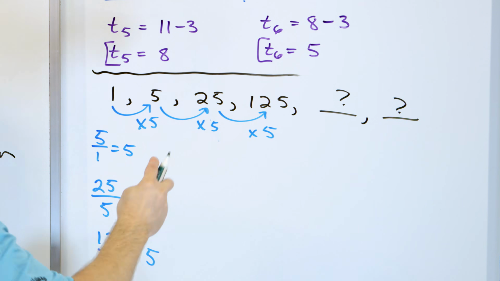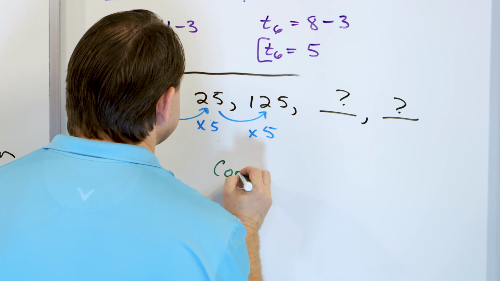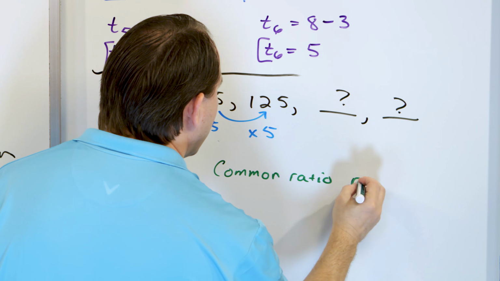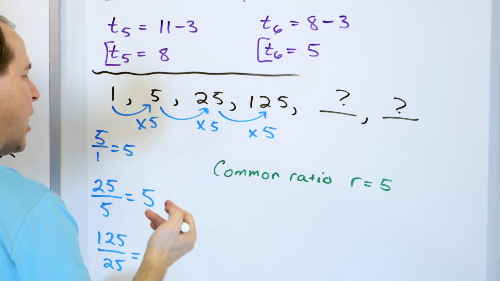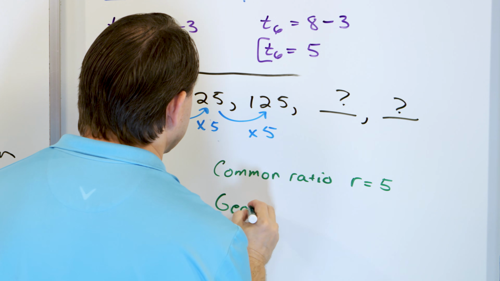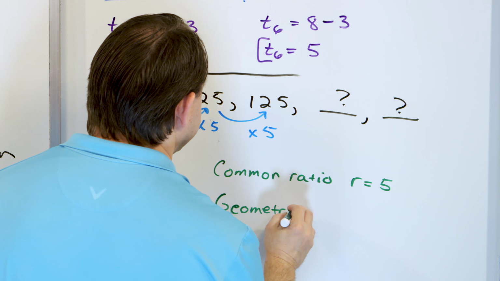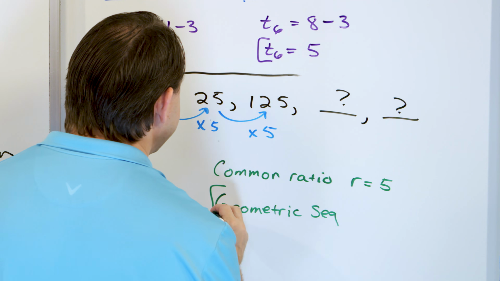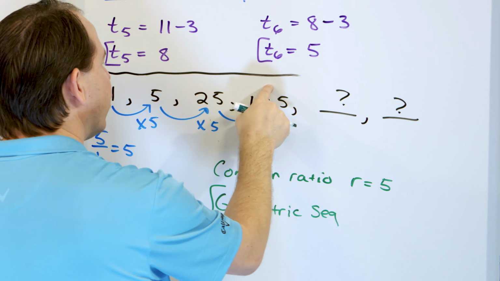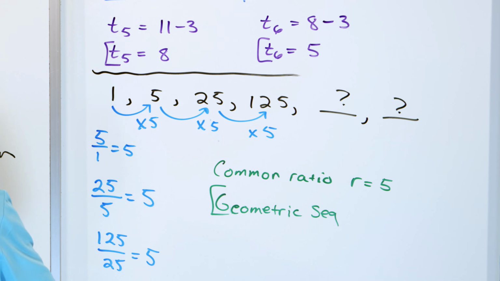So to write down our answer, we figured out the common ratio, we call that R, is 5. And because it has a common ratio, we know it's a geometric sequence. So we circle that. That's the first thing we want to do. Now we want to predict. This is term 1, term 2, term 3, term 4. We want to know what term 5 and 6 are.